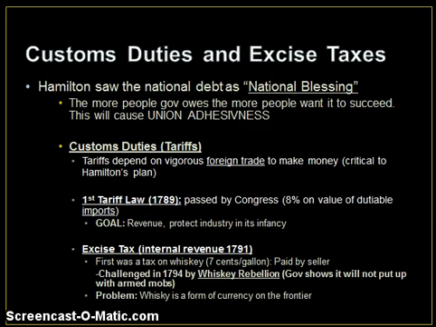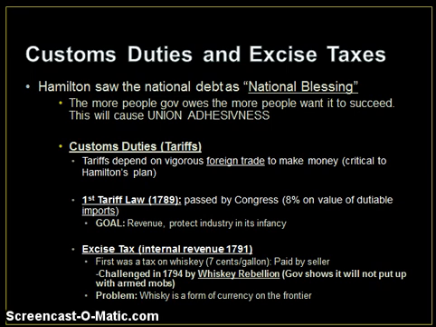So we need to raise money. And Hamilton sees this national debt as this national blessing, because the more people the government owes money to, the more people want it to succeed. So he's going to bring about this union adhesiveness because they need the government to succeed so they get paid. So he needs to raise money.